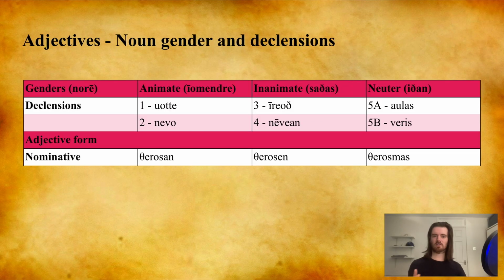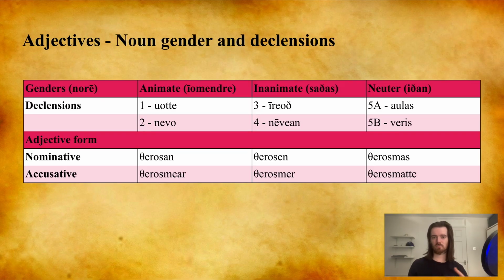Well, if we look at the adjective therosan, which means sweet or endearing, we can see that there are three separate forms of the adjective which correspond to the three separate genders. So let's say you want to say a sweet person. You would say uate therosan, but you wouldn't say ireod therosan to mean a sweet river. Ireod comes in the third declension, it's inanimate, so it takes therosen. Similarly, aulas, which means creation, wouldn't take therosan or therosen, it would take therosmas.